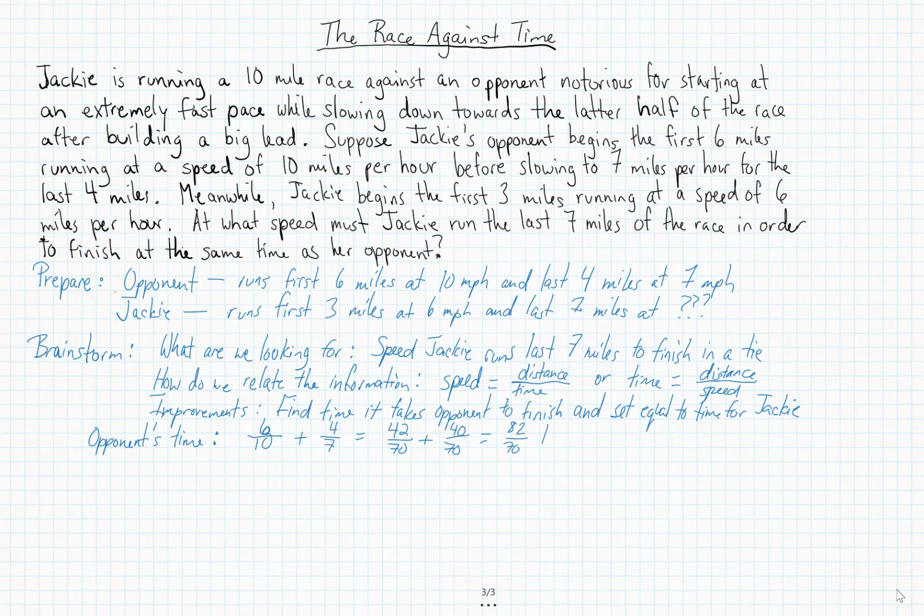Now, Jackie's time, we have a thing that we are looking for, so we're going to let x be the speed of the last 7 miles. Don't have to call it x. You can call it smiley face, Chewbacca, whatever you want. I'm just going to put x for simplicity's sake.